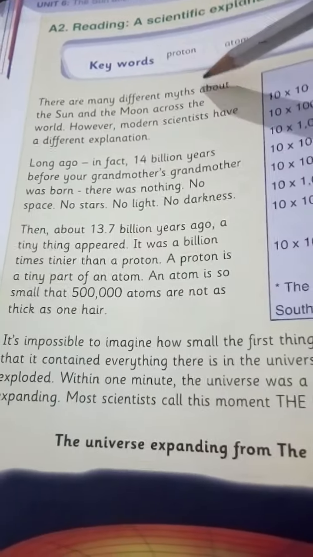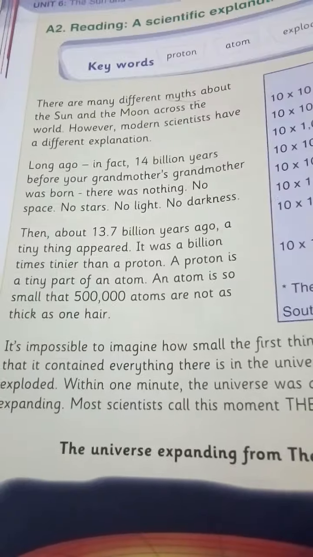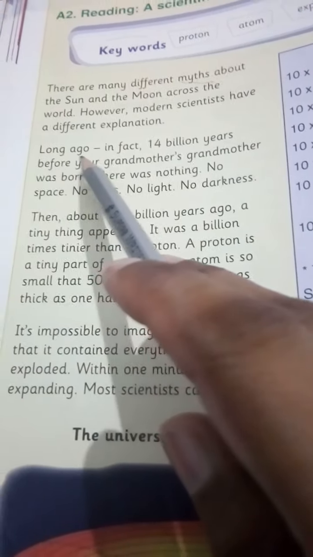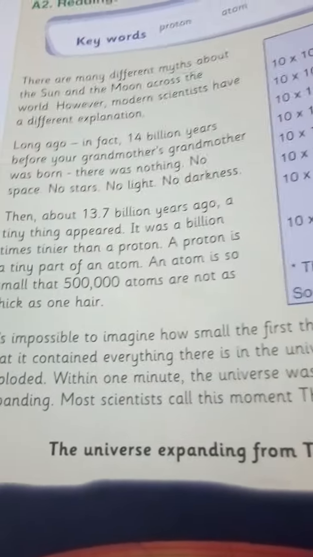There are many different myths about the sun and the moon. Myths means traditional stories that are not fiction, that is, not a fact, about the sun and the moon across the world. However, modern scientists have a different explanation. Long ago, in fact, 14 billion years before your grandmother's grandmother was born, there was nothing. No space, no stars, no light, no darkness.